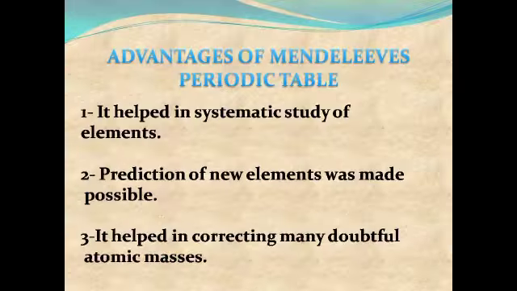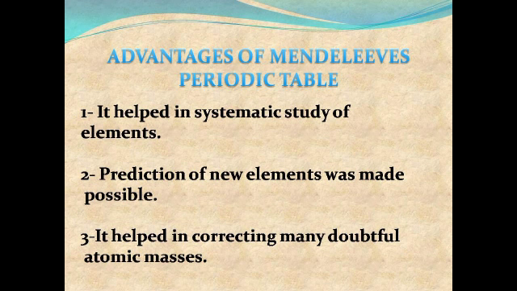Advantages of Mendeleev's periodic table. Number 1, it helped in the systematic study of elements. Systematic study means that if we study the properties of any one element of a group, for example sodium from group 1A, it helps in predicting the properties of other elements of the same group.